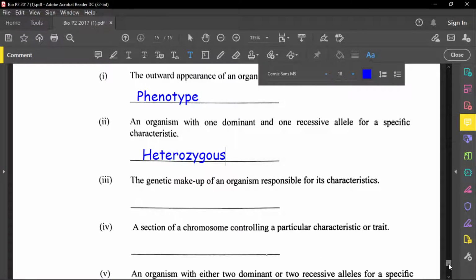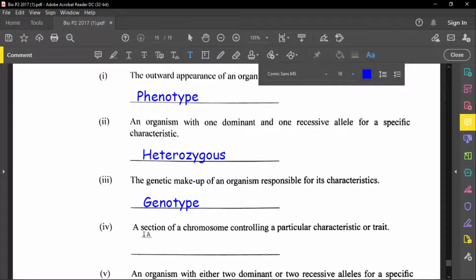Another one says the genetic makeup of an organism responsible for its characteristics. The genetic makeup here is the genotype. That's the specific makeup of the organism that determines the characteristics, because genotype will determine the phenotype.